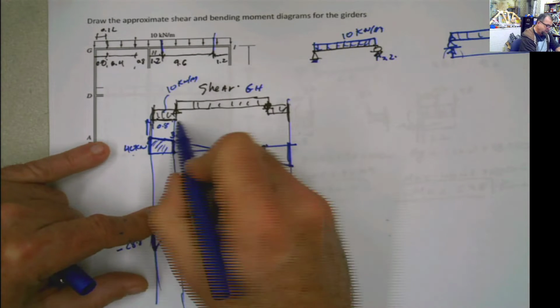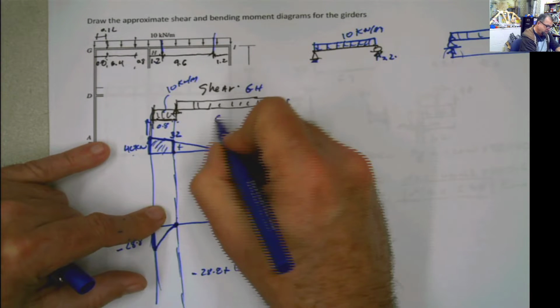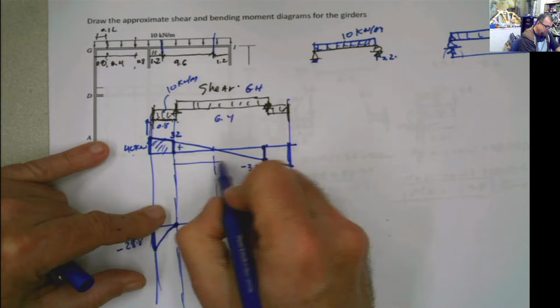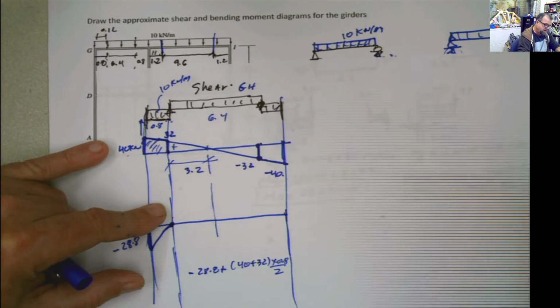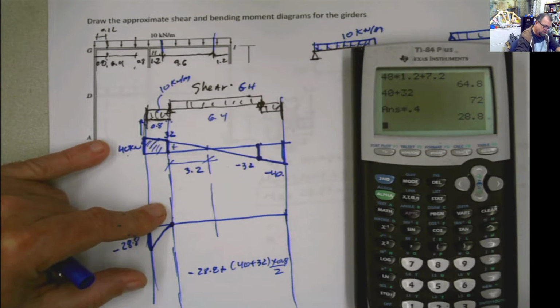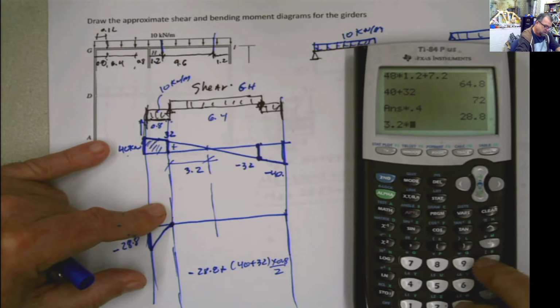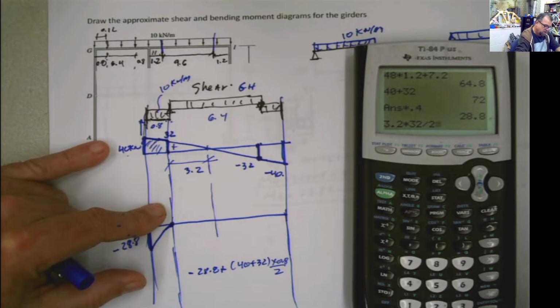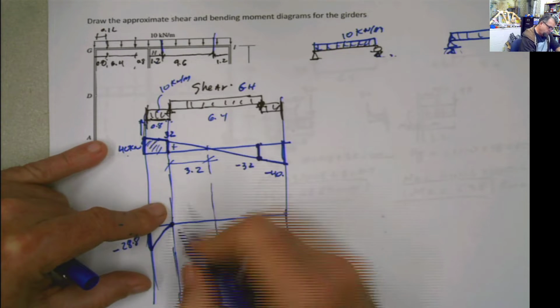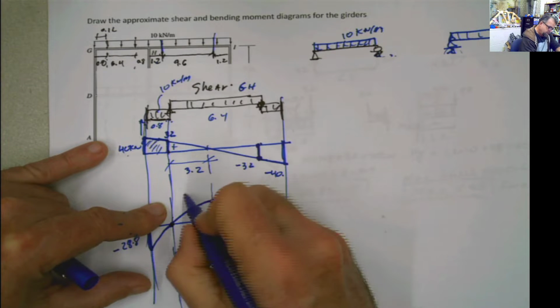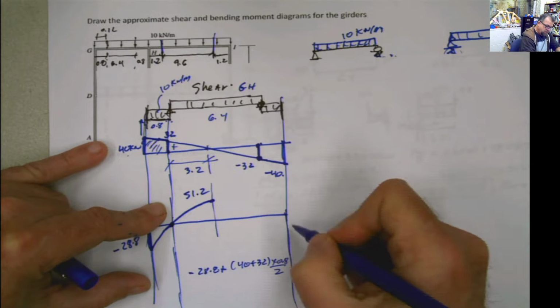Now we can keep going to this point, and what do we have here? The distance between this and this is 6.4, meaning the distance between this and this is 3.2. 3.2 times 32 divided by 2 is going to be the area of that. Then we have 51.2. And that repeats to the other end.